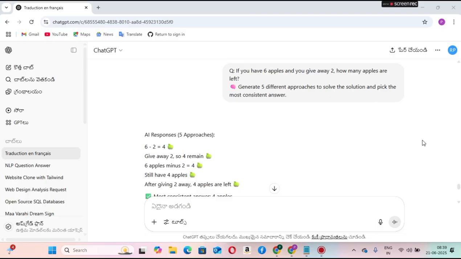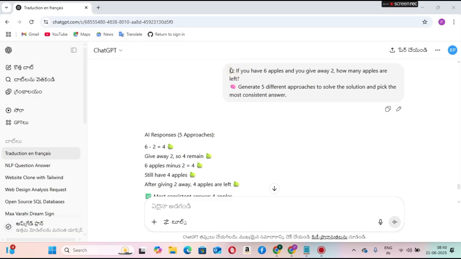But let's consider generate n different approaches to solve a particular problem and pick the most consistent answer that appeared in those approaches. In this way we reduce the chances of errors and find the most trustworthy result. So let's see how this works with basic examples. Now let's consider a basic math question, and try to solve it using self consistency prompting.